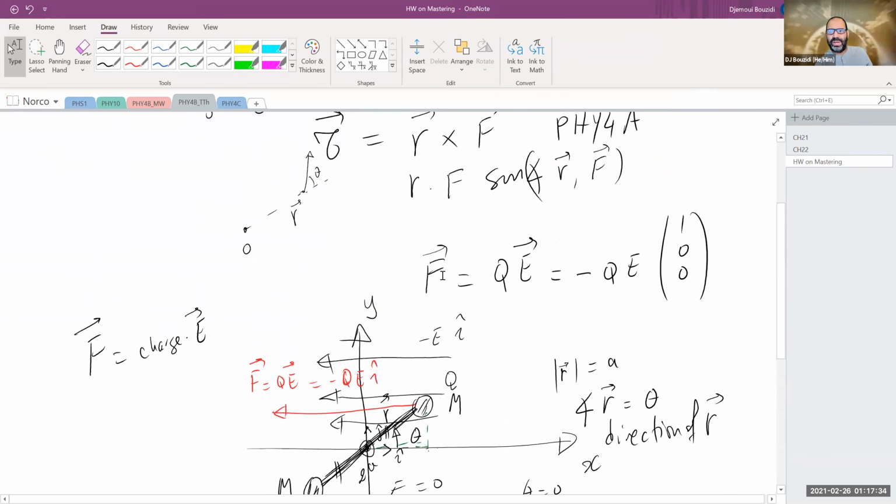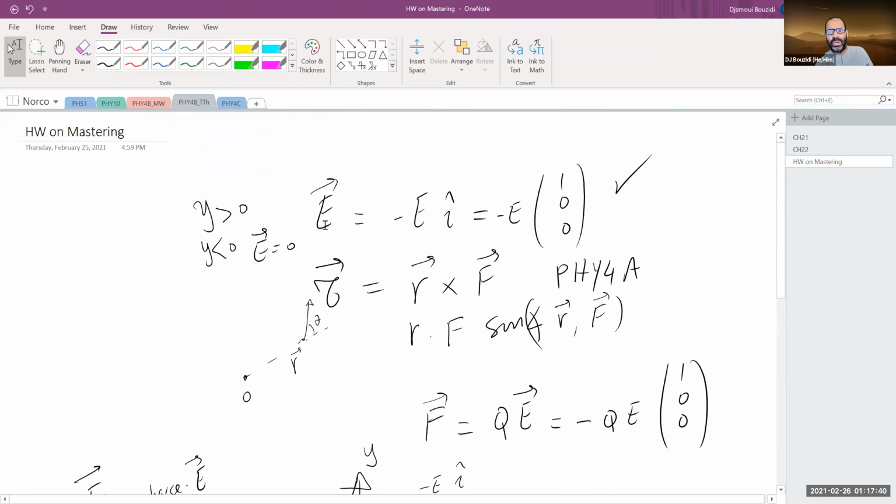Yes, this is the vector F, the vector of the force F. The vector of the force F is just Q times E, and since E is given to be minus E i hat, you just multiply that by Q.